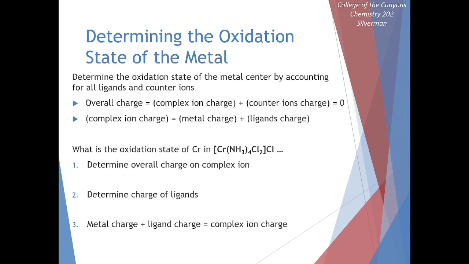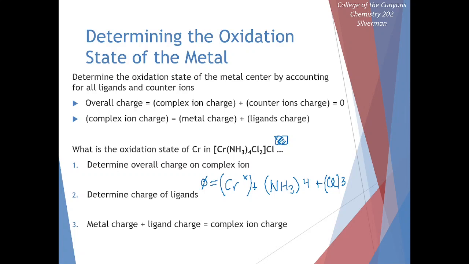Let's write this out. We have chromium. We don't know the charge of our chromium yet. We have ammonia. And in fact, we have 4 of these ammonias. And we have chloride. Well, in fact, we have 3 total of these chlorides. If you add up these individual oxidation states, it needs to add up to the overall charge on our compound, which, since it's not written, has to be just 0.